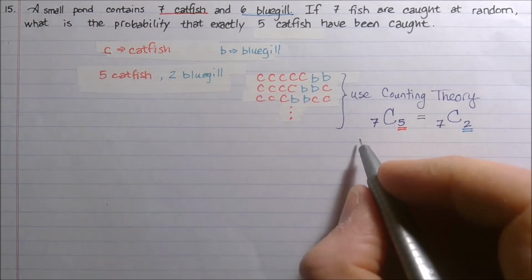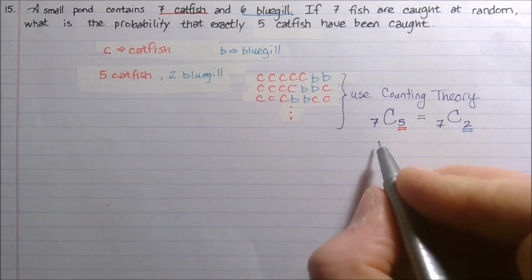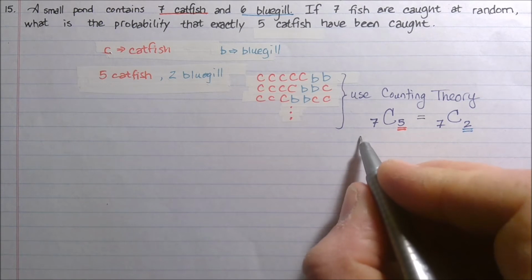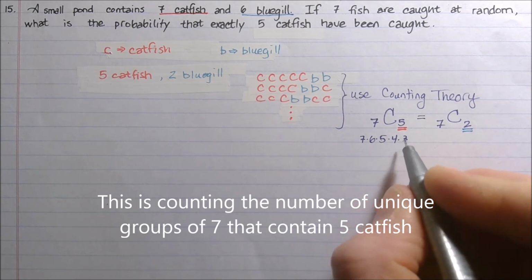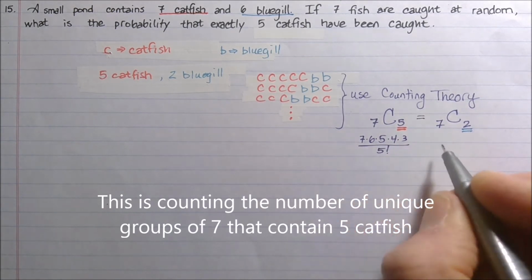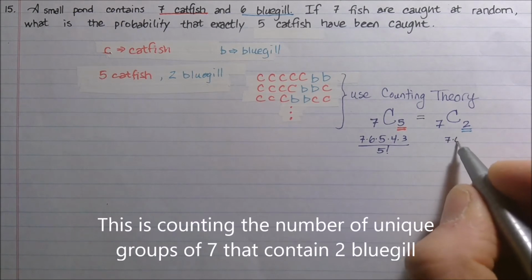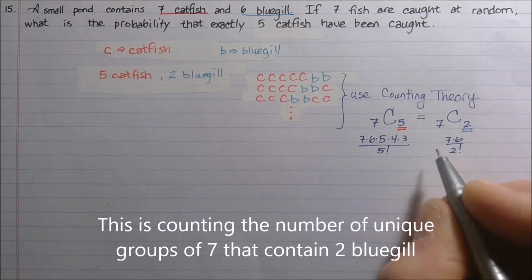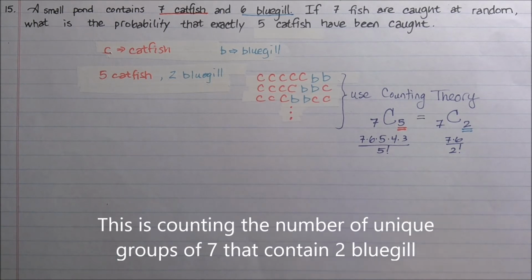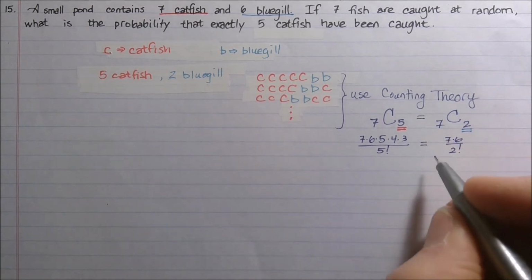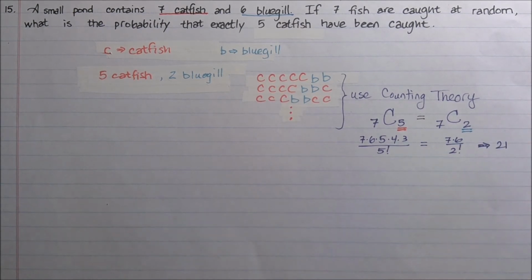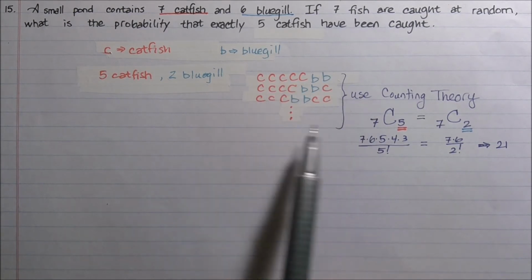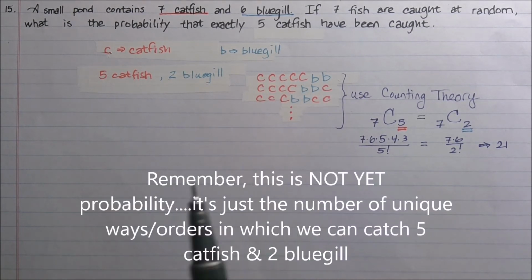So if I were to write out how many ways to do that, this one right over here would be 7 times 6 times 5 times 4 times 3, that's 1, 2, 3, 4, 5 terms, over 5 factorial. And this one would be 7 times 6 over 2 factorial. You can do that math, use a calculator, whatever you want, just to verify that they're equal. But, of course, they are, and that number is 21. So there are 21 different ways to catch this group of 7 fish where 5 are catfish and 2 are bluegills.